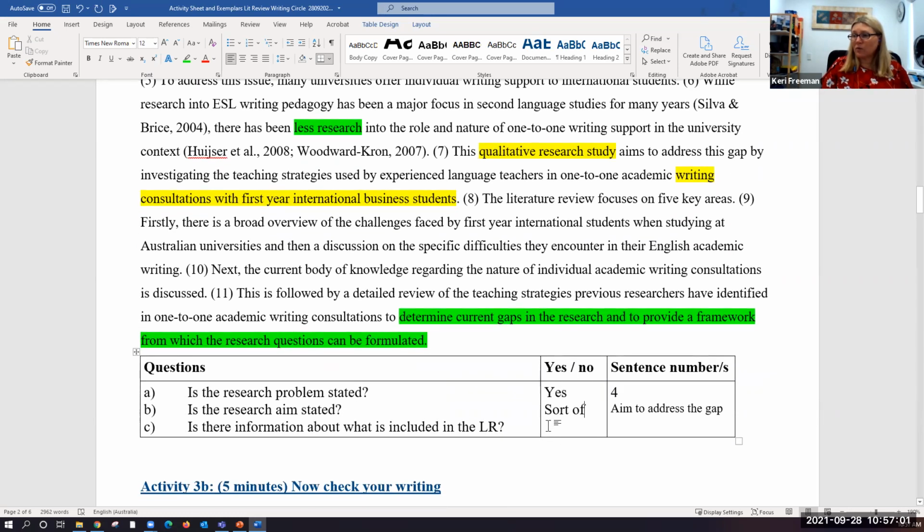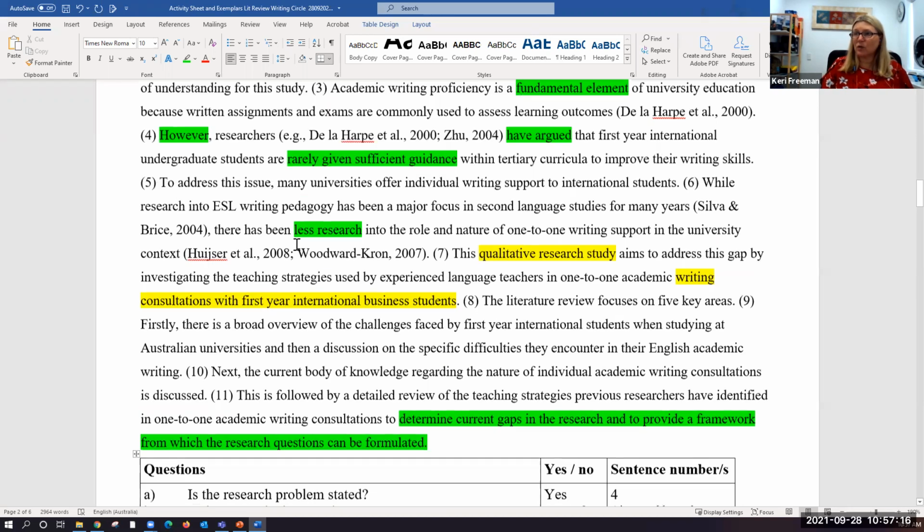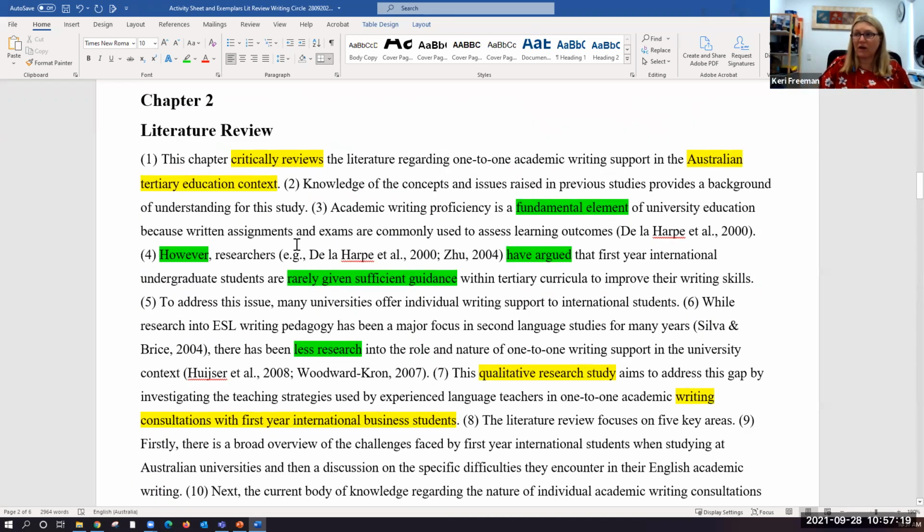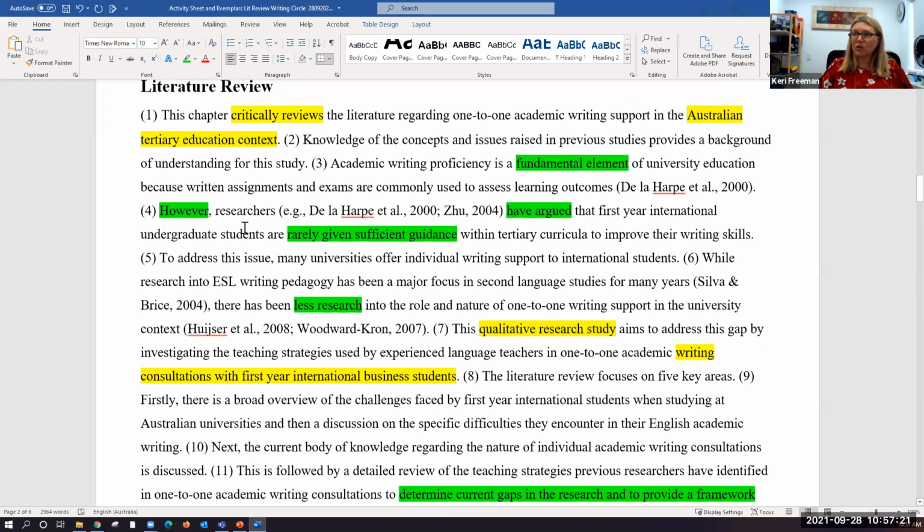Is there information about what's included in the literature review? Yep, and that's those final sentences, which is what? 8 to 11. Okay, so not bad. I think it's pretty good, remembering then there'll be another paragraph after that. But yeah, not too bad.